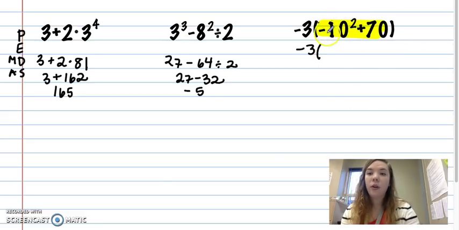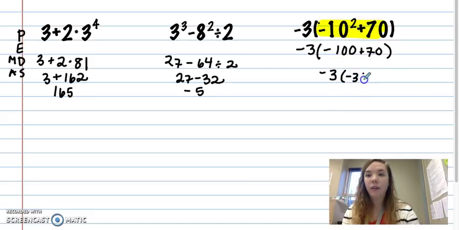Okay, so a -10 squared, the opposite of 10 squared is -100. Okay, it is not positive because they didn't have the set of parentheses. -100 plus 70 would be -30. Now that I'm done simplifying everything in here, I can multiply these two together, which would be +90.